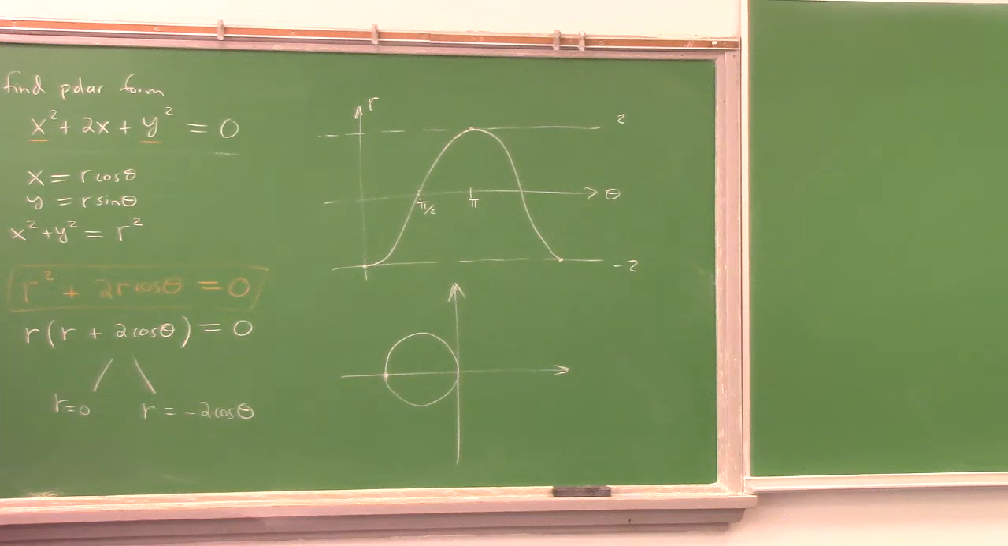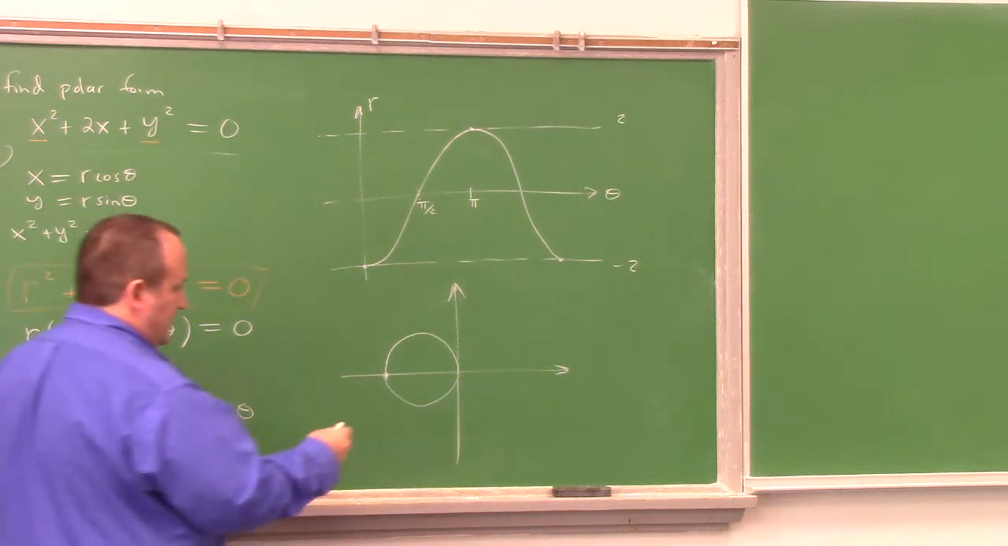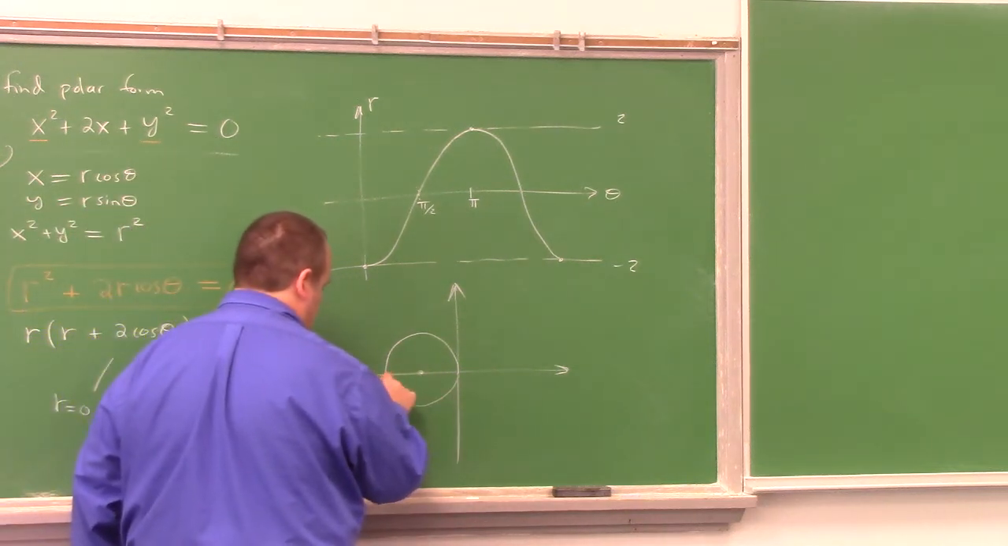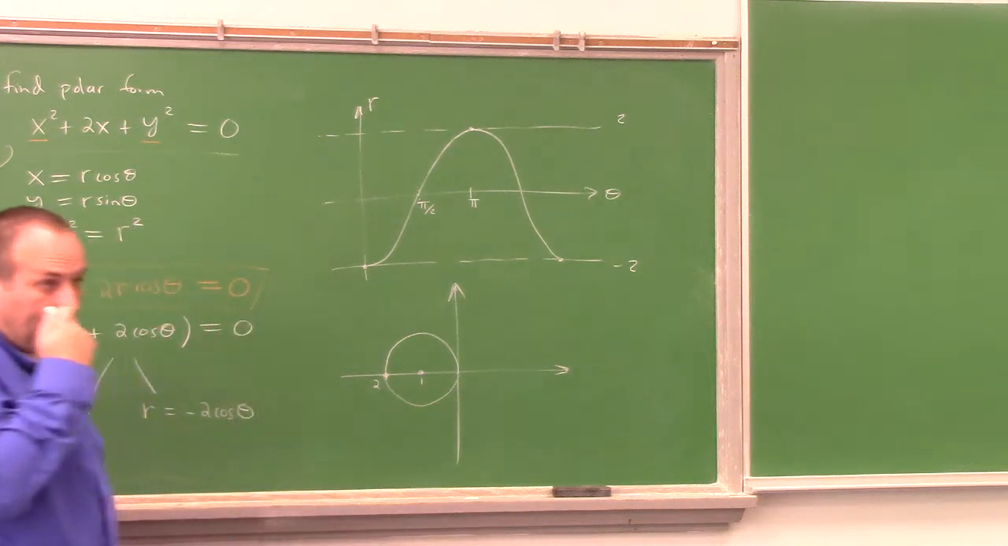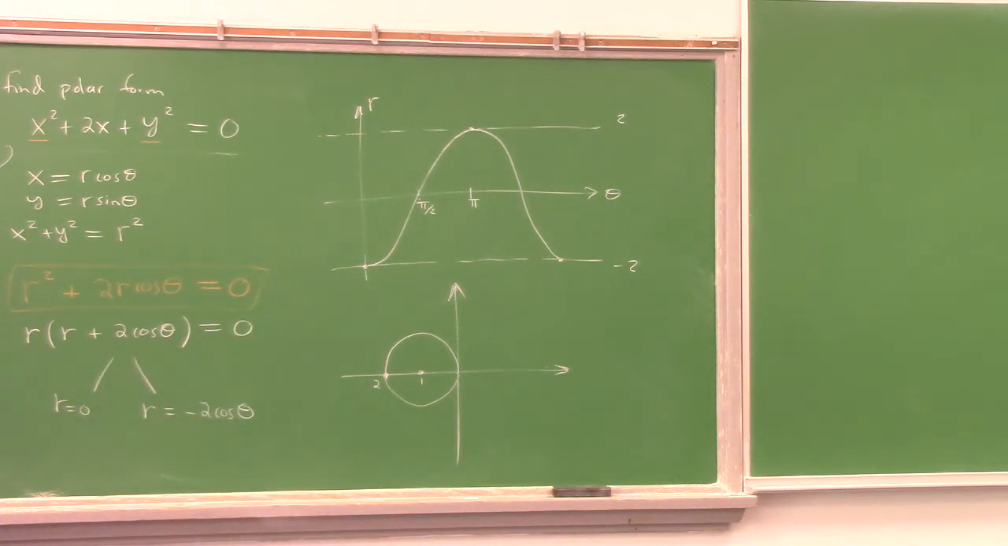This is a circle, right? Now, pre-calculus, how would we have seen that? We would have completed the square. See, this is x plus 1 squared plus y squared equals 1. So it's a circle with center at minus 1, 0, radius 1, right? Which is what I've just graphed using polar methods. This is 2, 1. Anyway, that's easier.